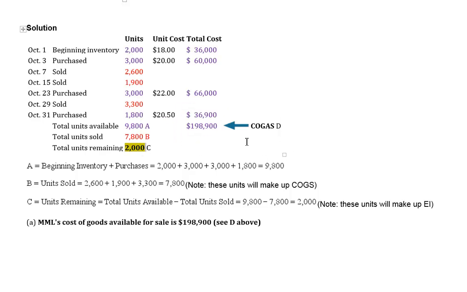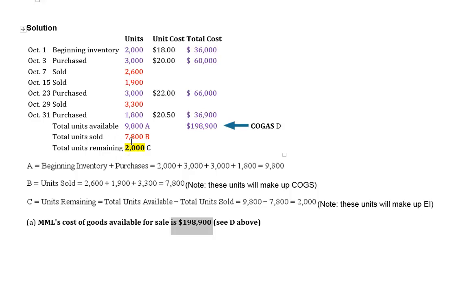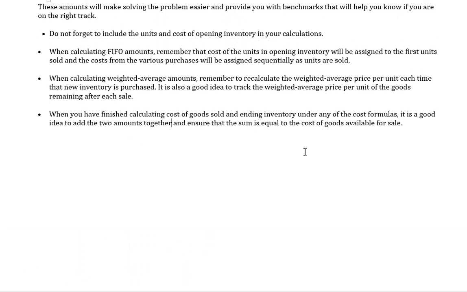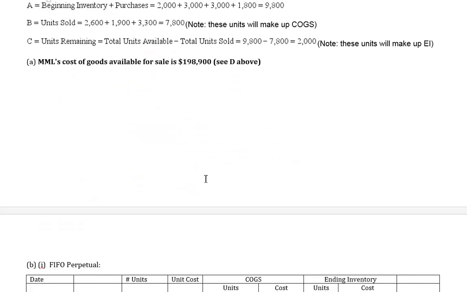All right, so now this is just a calculation. This is the answer to part A. So we can see that. But I wanted to do this calculation in more detail so you could kind of see how the little tips are going to help you out when you actually do some of your calculations. So now I'm going to go with FIFO Perpetual.